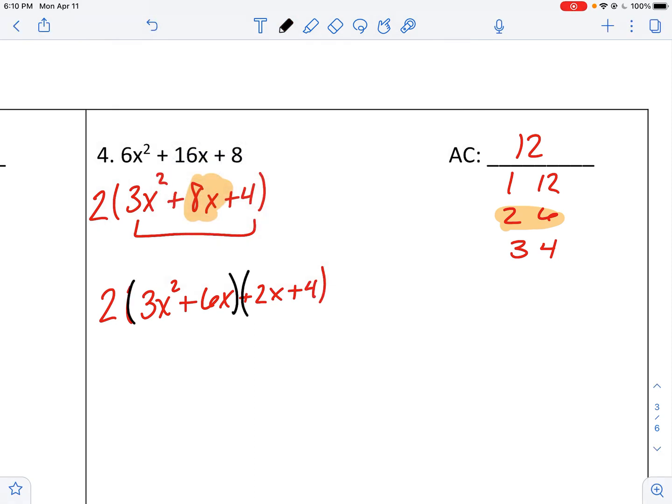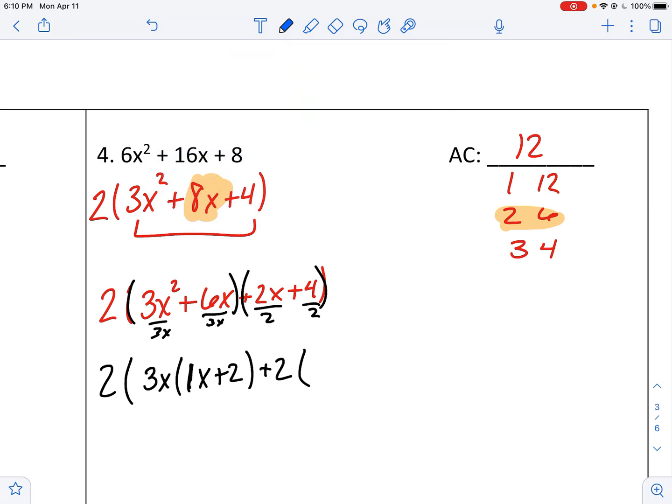So then if I take out a 2, and then I'll take out a 3x, that would be 1x plus 2, and I can divide out a GCF of 2. And if I divide out a greatest common factor, whatever number I divide out should be out in front of those parentheses. So the greatest common factor would be out in front of the parentheses, just like it always is.